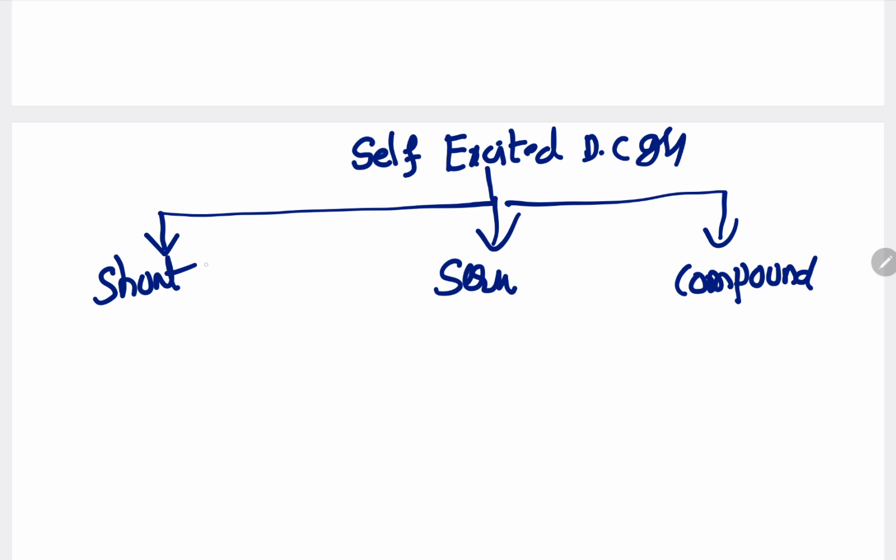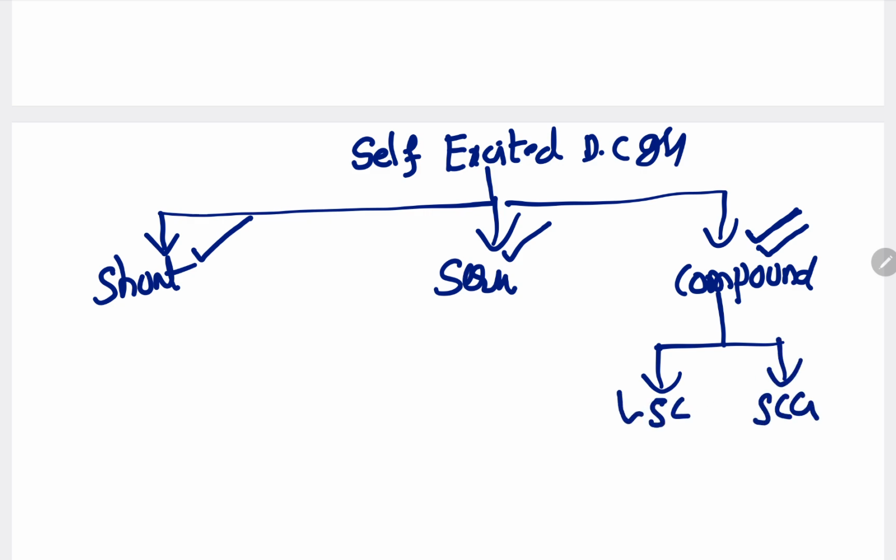If the field winding is connected in parallel with the armature winding, it is called a shunt generator. If the field winding is connected in series with the armature winding, it is called a series generator. If one field winding is connected in series with the armature and one more field winding is connected in parallel with the armature, that is called a compound generator. Again, in the compound generator we have the long shunt compound generator and the short shunt compound generator, based on how we place the winding.